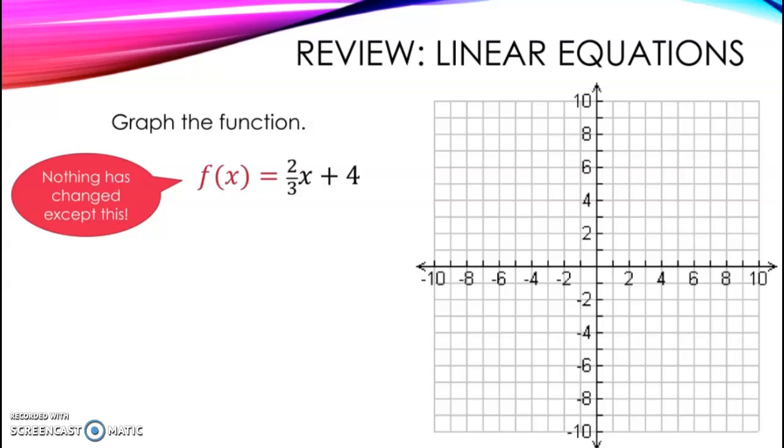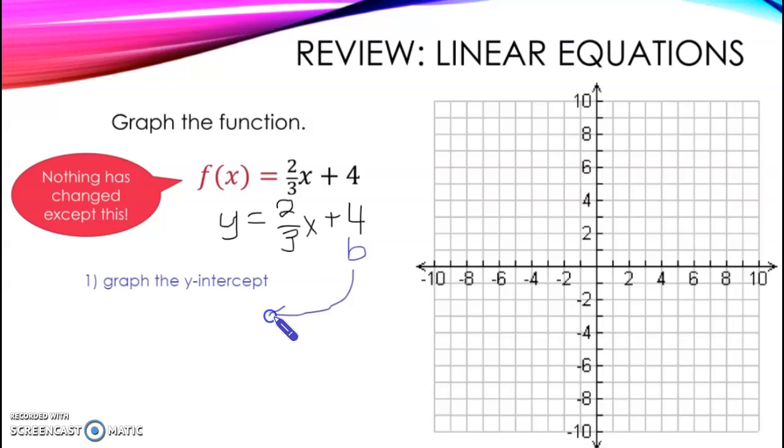So the rest of this is really a review of both writing and graphing linear equations. It might say something like, graph the function f of x equals 2/3 x plus 4. And we're going to follow the same steps as we would if it was written like y equals 2/3 x plus 4. We're going to start by graphing the y-intercept. If you recall, the y-intercept is our b value in y equals mx plus b. And so the y-intercept is going to be 4.